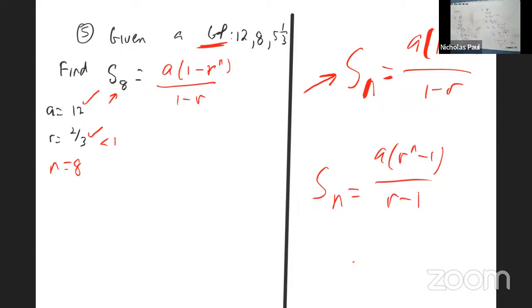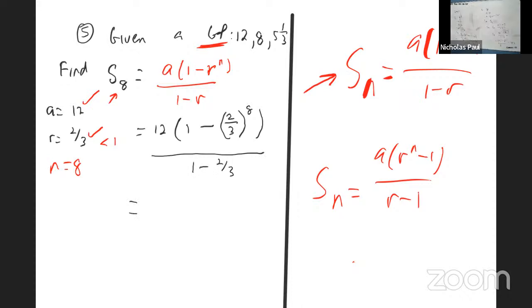Yeah? So all we're going to do now is just plug in the values. That'll be 12 times (1 - r^n), where r is 2/3, all to the power of 8, all over 1 - r.